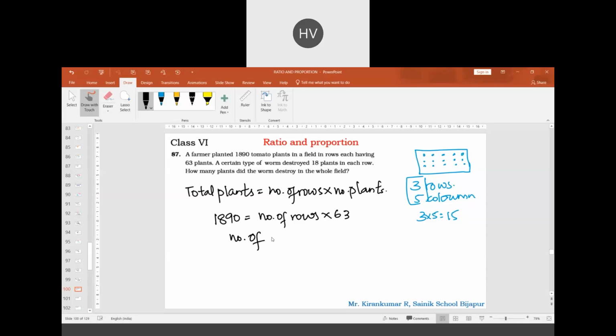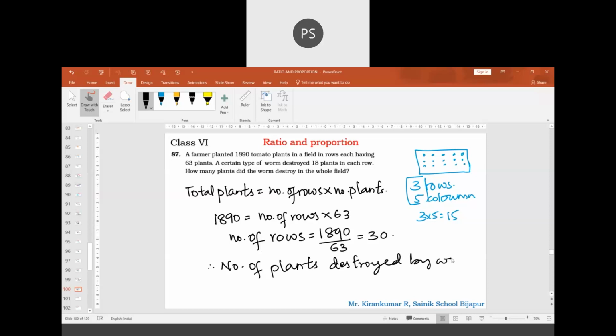Here the number of rows will become 1890 divided by 63. It is exactly divisible. We get 30 rows, sir. Therefore, the number of plants destroyed is 30 into 18, which is 540. The worm destroyed 540 plants, sir.